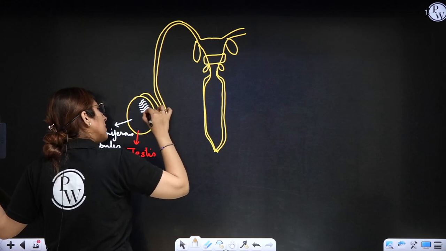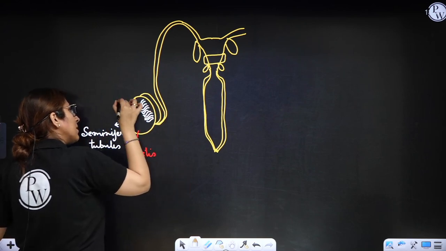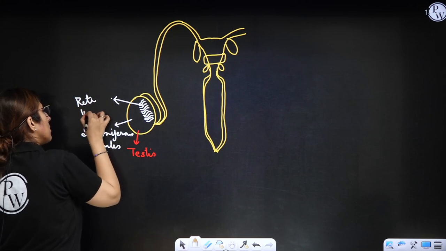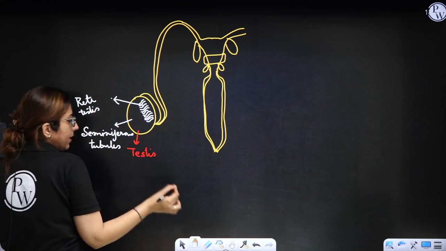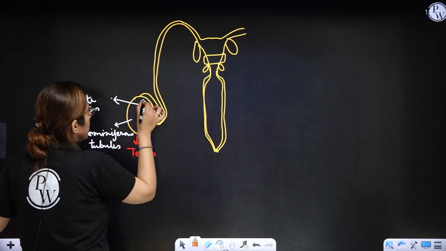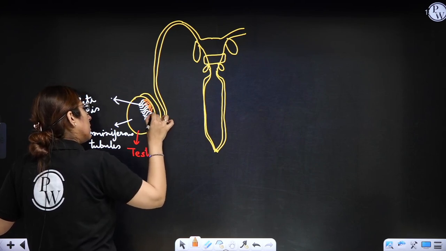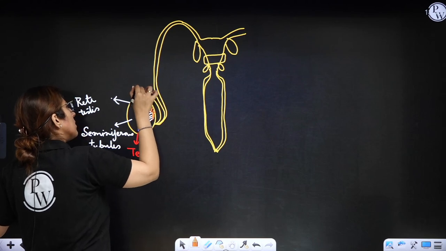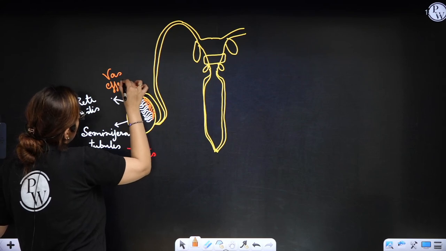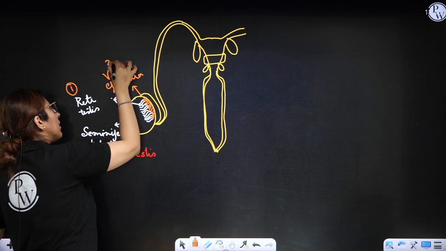The seminiferous tubules pour their secretion into some ducts. This is the first duct, its name is rete testis. The rete testis is going to pour its secretion into the vasa efferentia. So this I am drawing with another color. This is the vasa efferentia. This is duct number 2. This is duct number 1. This is duct number 2.